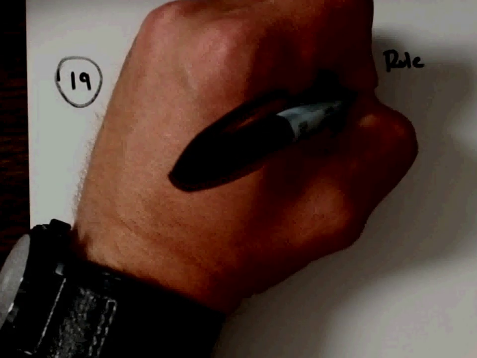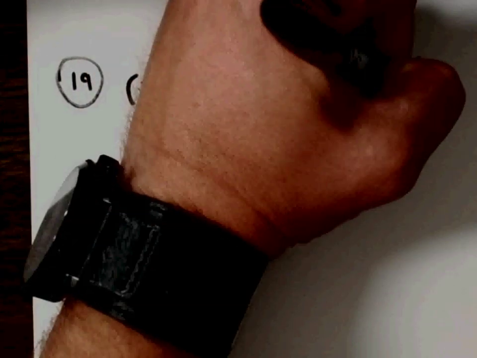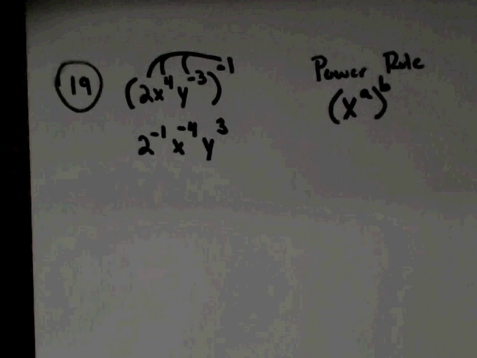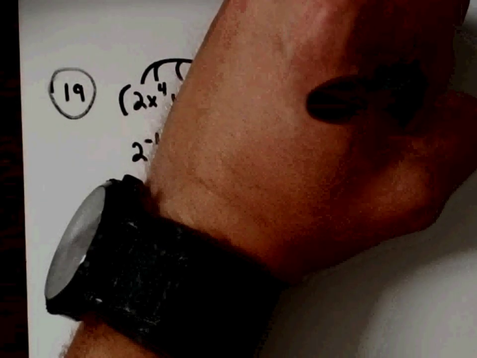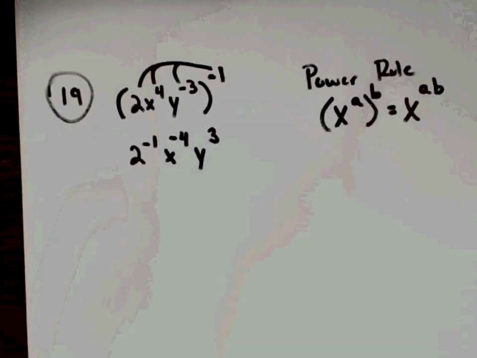Okay, so the power rule says if I have x to the a, and that whole thing is raised to the b power, power rule is repeated multiplication, so this is x to the a times b.